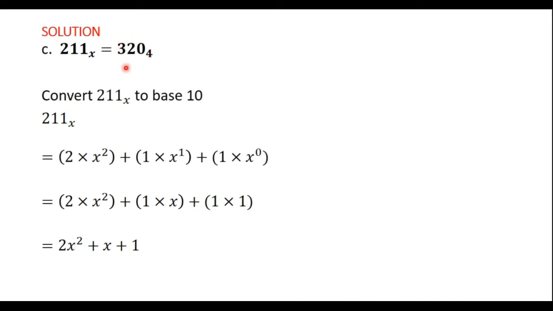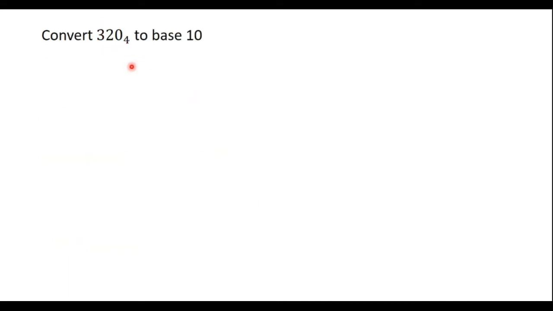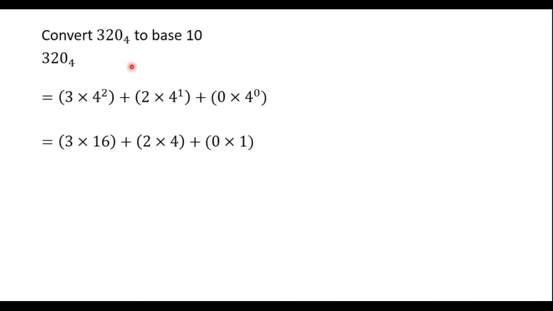Now we have to convert this one also to base 10. So in converting 320 base 4 to base 10, we have 3 times 4 squared plus 2 times 4 exponent 1 plus 0 times 4 exponent 0. That will give us 3 times 16 plus 2 times 4 plus 0 times 1. 3 times 16 will give us 48. 2 times 4 will give us 8. 0 times 1 will give us 0. 48 plus 8 will give us 56. 56 plus 0 is still 56.